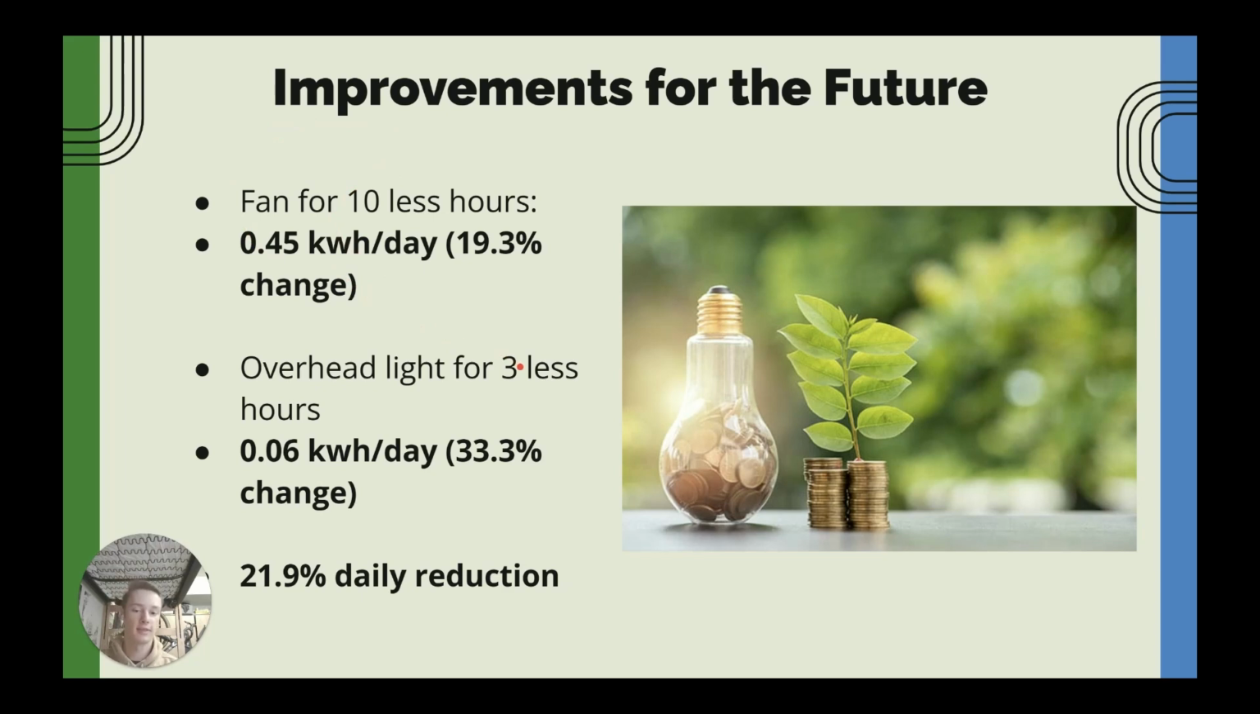Overhead light could be on for 3 less hours. We could use natural light, make sure the light's off when we're not in there. That would save 33.3% of the energy used for the light, or 0.06 kilowatt hours per day. And those two easy small changes would reduce our daily energy consumption by almost 22%. And there's more that we could do as well, but those are just the main ones.